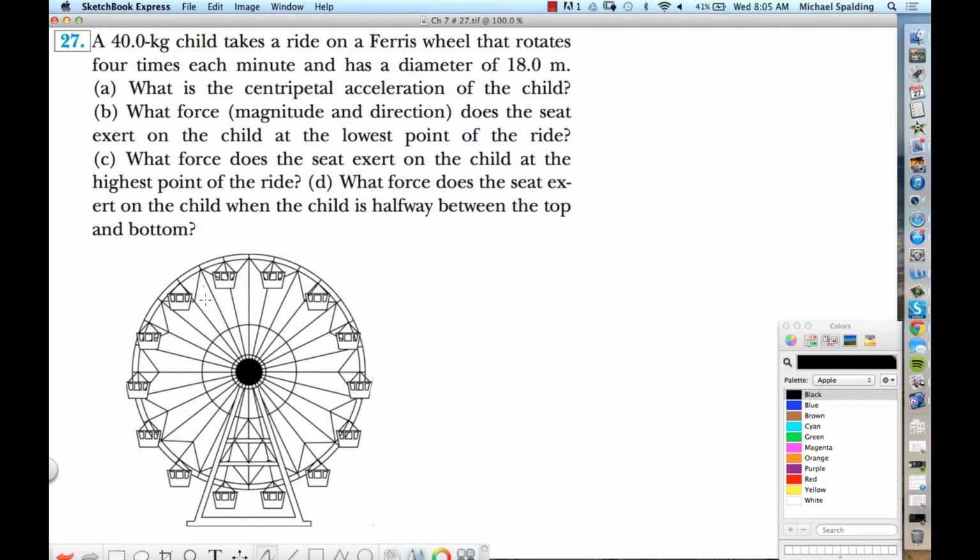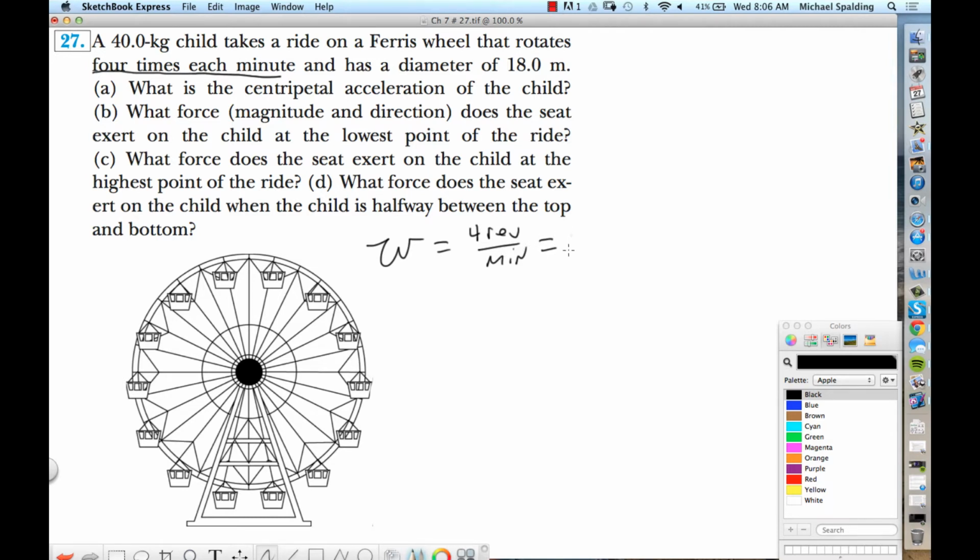All right, so we got a kid on a Ferris wheel rotating 4 times each minute. Let's start with this right here. 4 times each minute. What can we get from that? We can get the angular velocity, right? So they're basically telling us 4 revolutions per minute. Is that an angular velocity? Yeah, totally. Now I'm going to convert this to radians per second.